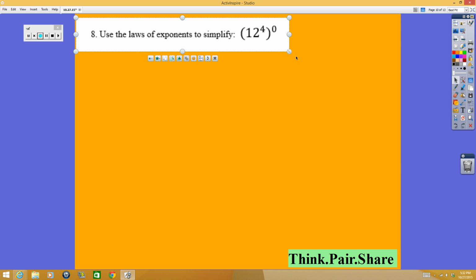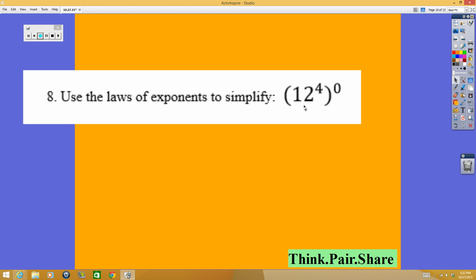Number 8. This one's actually a lot easier than it looks. Use the laws of exponents to simplify. You guys are really good at that. So let's do that. 12 to the, it's going to be 4 times 0, right? Which means there's going to be 12 to the 0. And I don't know if you remember, but anything to the 0 power equals 1. That's the answer. That's it. You're done.